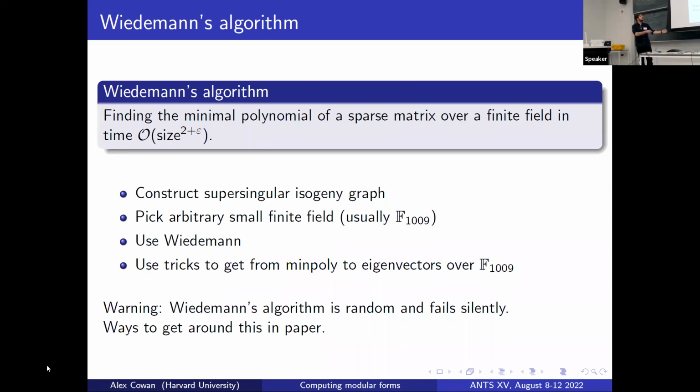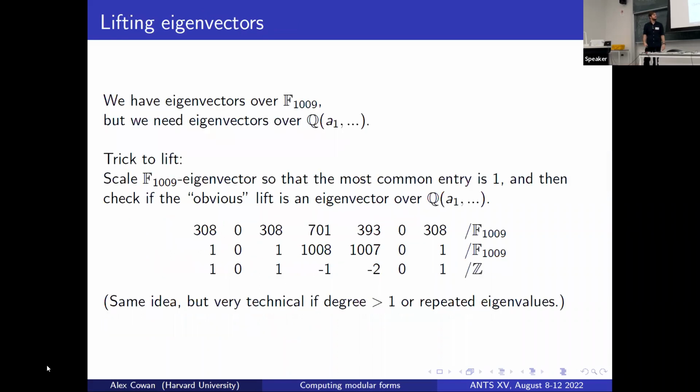Okay, so at this point, using Wiedemann's algorithm, we get an eigenvector over this arbitrary small finite field, and we're going to have to lift it back to characteristic zero. I think the easiest way to explain how this goes is just to give an example. So let's say that we get this eigenvector that's the first row of this table, mod 1009. So 308, 0, 308, 701, 393, 0, 308.